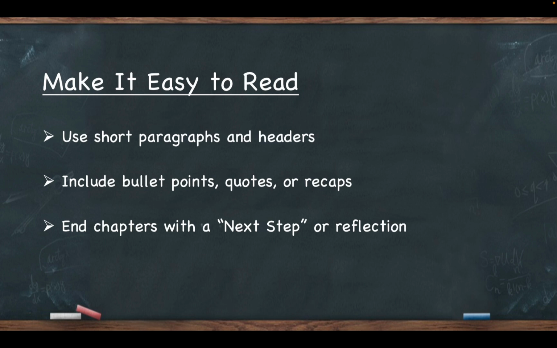But use short paragraphs and use headers. It doesn't have to just be a long script. You can use headers to break it down into different places. You can choose to include bullet points to communicate, as long as it helps you communicate better. You can choose to include quotes, you can choose to include recaps, and then you can end each chapter with a next step or a reflection, whether just as another paragraph or at the end of the book. Let's say it's a very practical book. You create a subheading that says next steps.